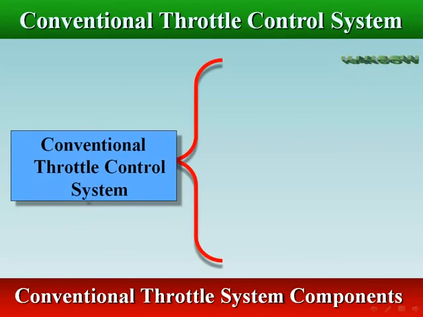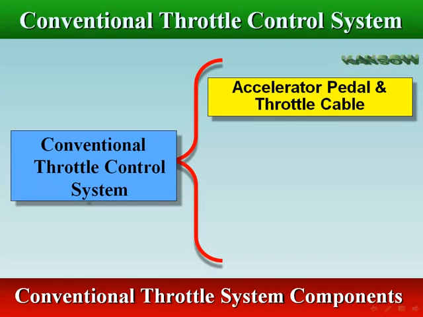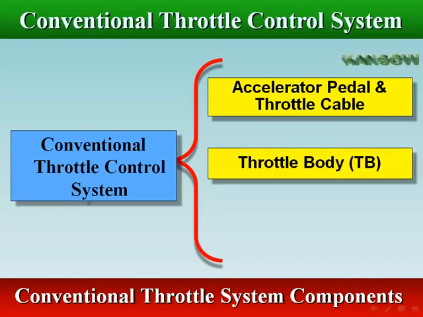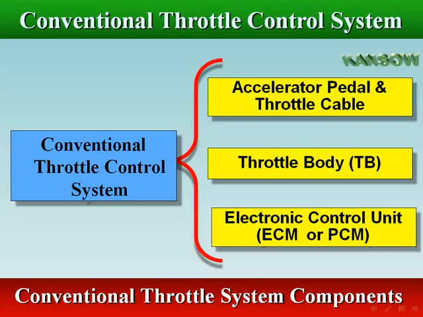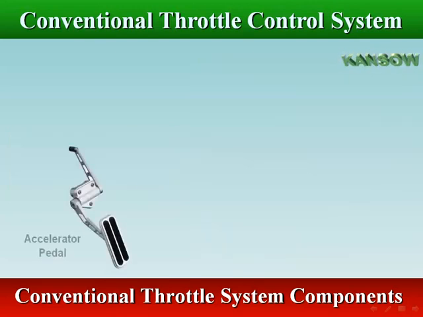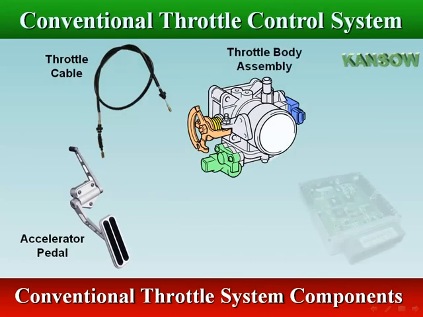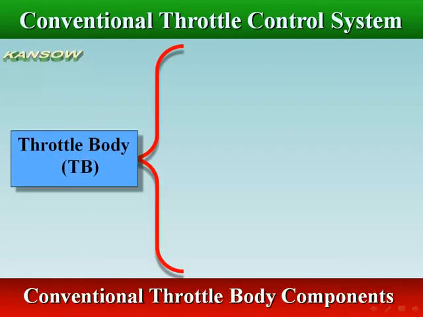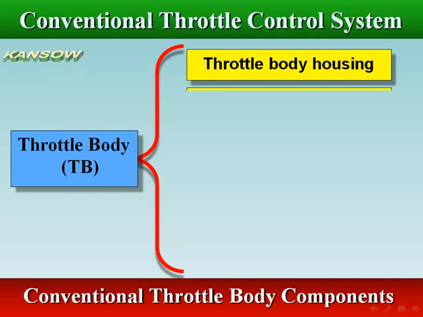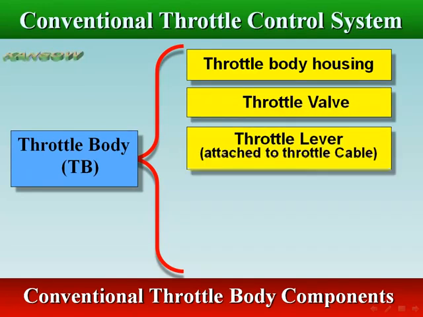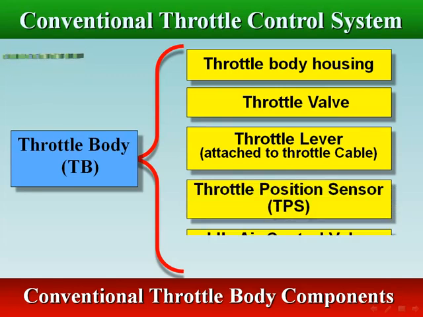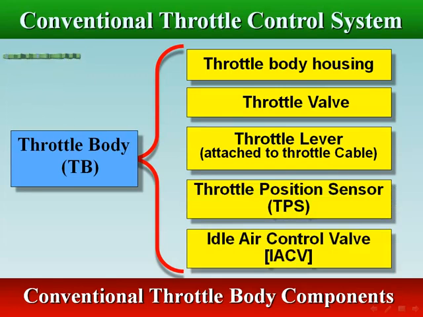The conventional throttle system consists of the accelerator pedal, throttle cable, throttle body assembly, and electronic control unit, ECM or PCM. The throttle body, TB, contains the throttle body housing, throttle valve, throttle lever attached to the throttle cable, throttle position sensor, TPS, and idle air control valve, IACV.